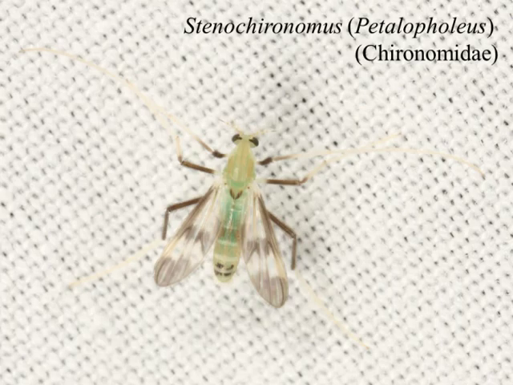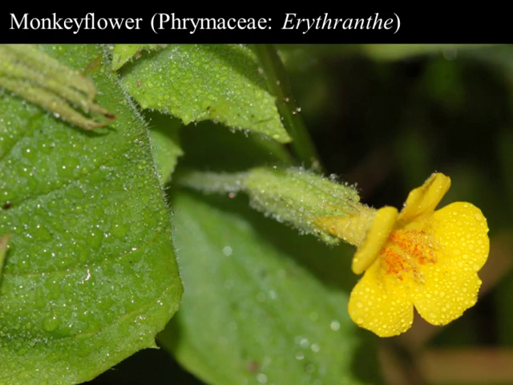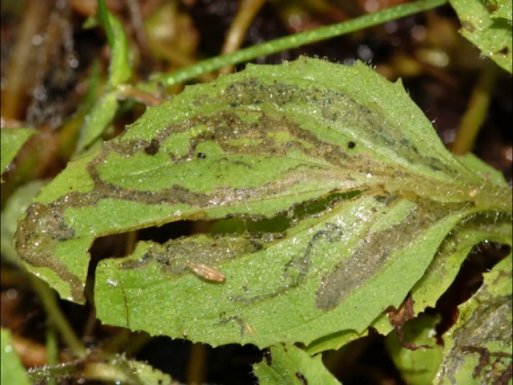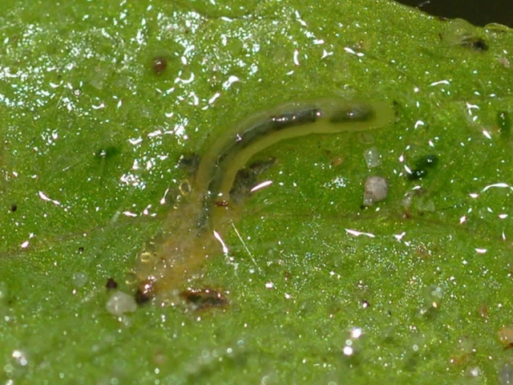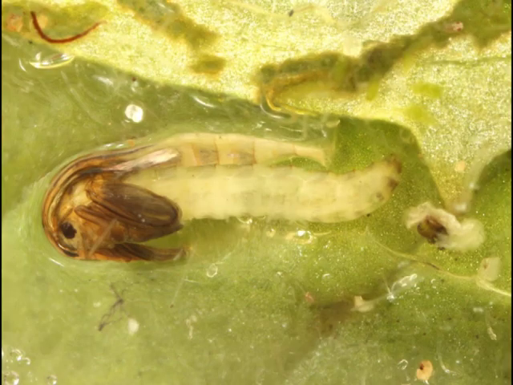And adding to those known leaf-mining chironomids, just a few months ago, the species Metriocnemus erythranthii was described. Its primary hosts are monkey flowers in the genus Erythranthe. The larvae make these linear mines. They feed as leaf miners throughout their development, but they're able to exit their mines and establish new ones in fresh leaves. And as with cyarids, and unlike all other leaf mining Diptera, the larvae have sclerotized head capsules. And they pupate in gelatinous masses that are usually inside the leaf mines.